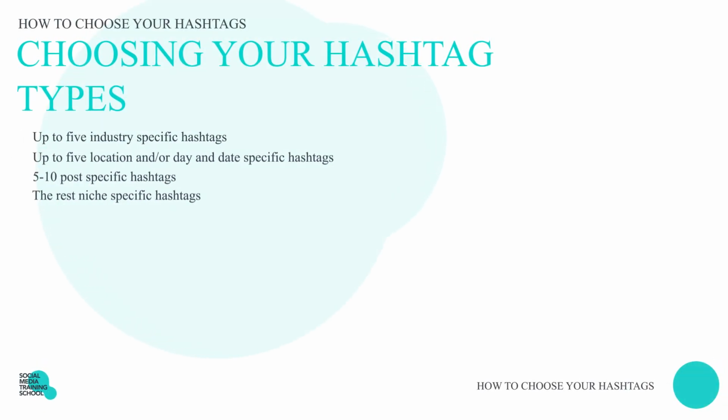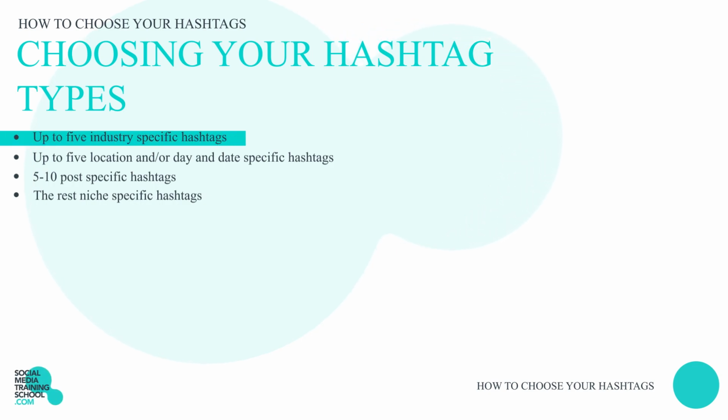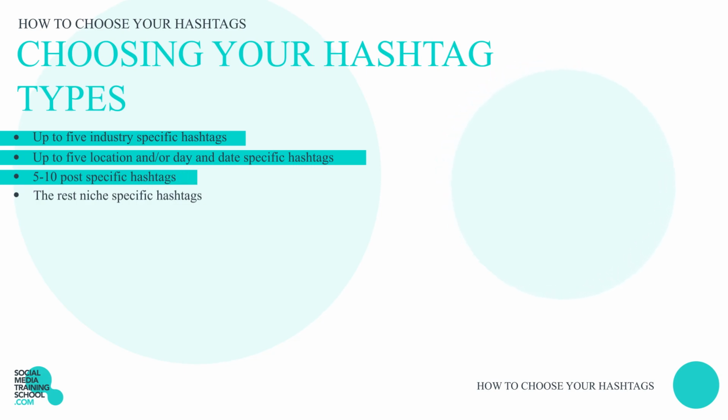In general, when it comes to choosing what hashtags to use in a post, we suggest you break it down as up to 5 hashtags describing your industry, up to 5 hashtags which include your location or refer to the day or date, between 5 and 10 specific to what the post is about, and the rest being niche specific hashtags to describe your business and customers.